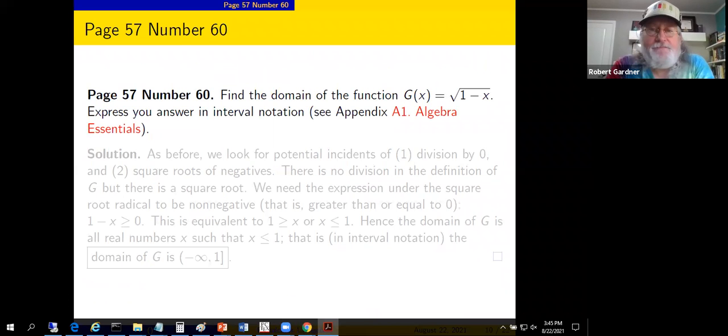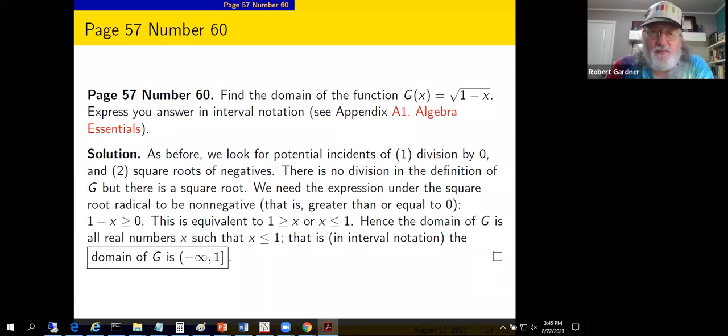Let's do another one. Find the domain of this g of x, square root of 1 minus x. Okay, the only thing that can go wrong is division by 0 and square roots of negatives. This time there's no division, but there's a square root. So we need the expression under the square root radical to be non-negative. We can't take square roots of negatives. That's a bad thing. So we're finding bad values. We'll throw those out.